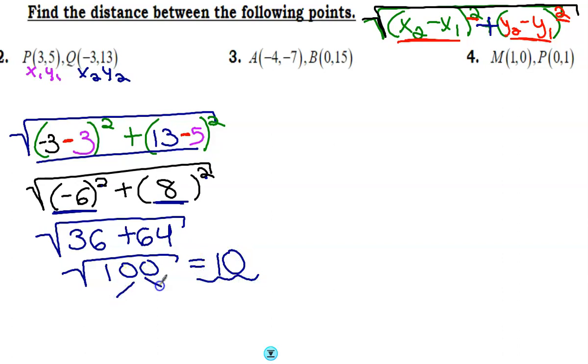Okay, and why is that? Because I have two 10s. 10 times 10 gives me 100. If I have a pair, it can come out of the square root.